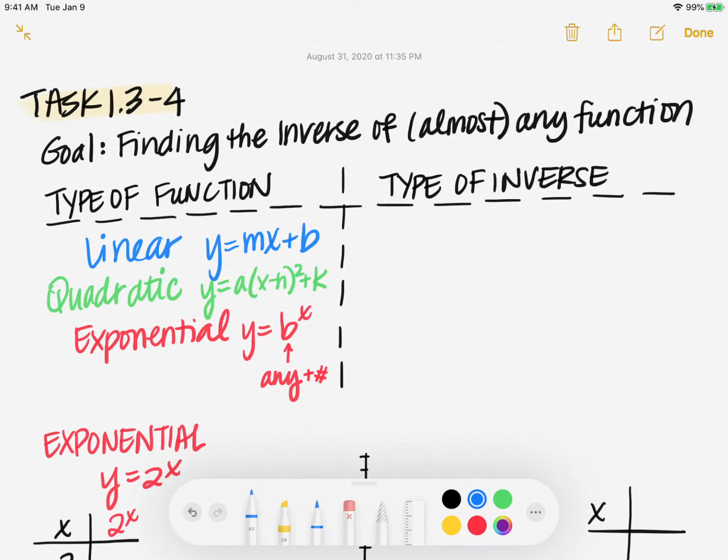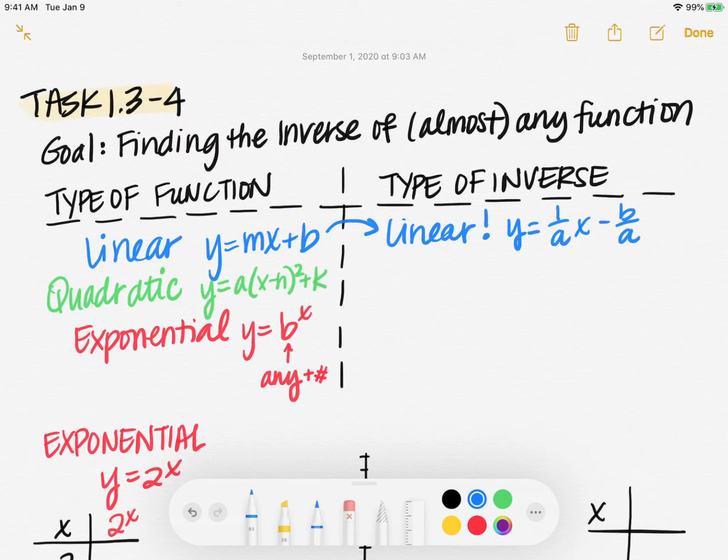So let's talk. Every time you did a linear function and you found the inverse, it was always a new linear function, meaning if I had a line, the inverse of that line, how did it change? Well, the slope was now the reciprocal. The slope was the reciprocal. And our y-intercept changed too. And it actually changed by being divided by that slope.